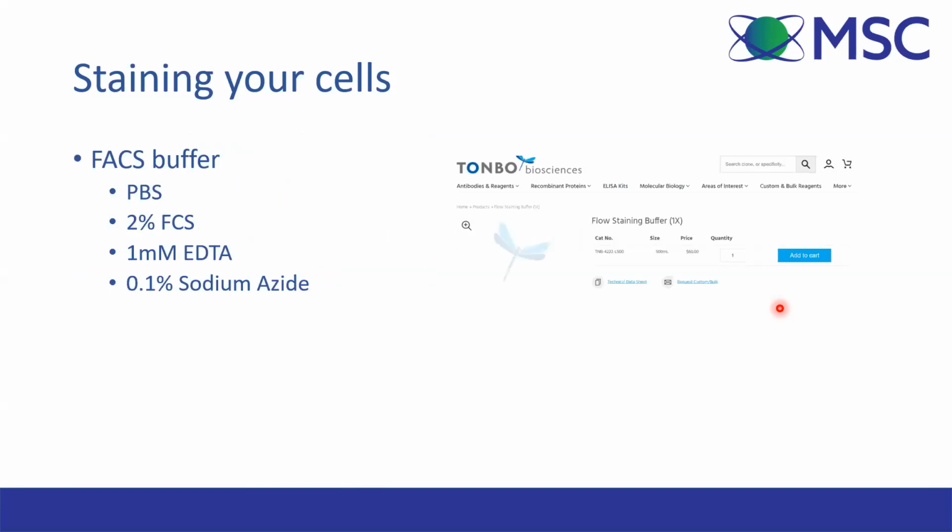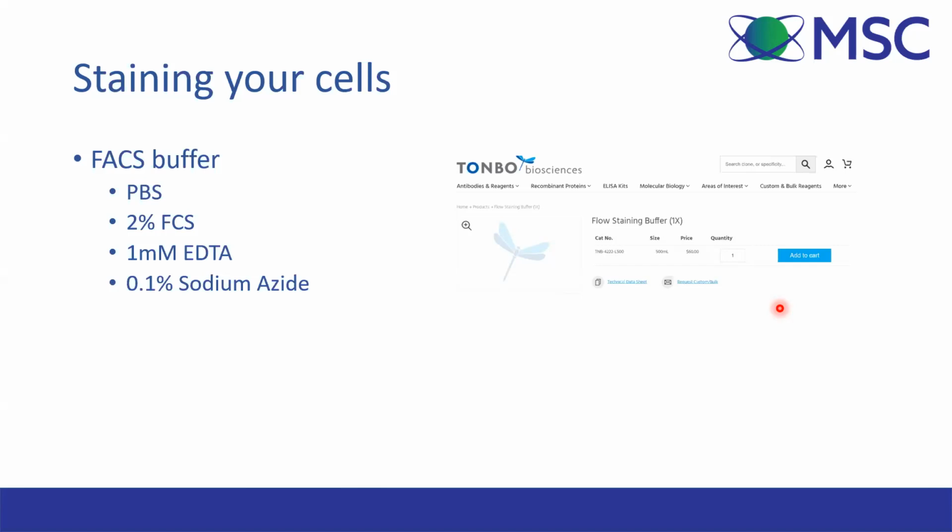So the buffer then is also very important. FACS buffer generally contains these four components: PBS, fetal calf serum, EDTA, and sodium azide. The concentrations can sometimes vary a little, but it's generally these four components.